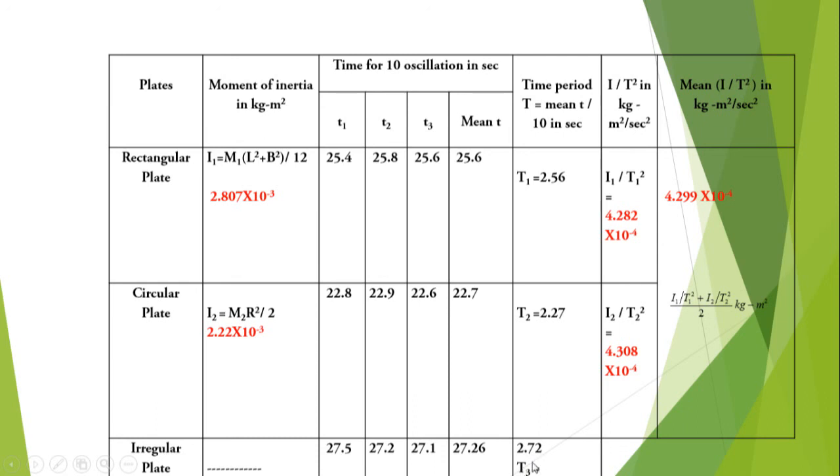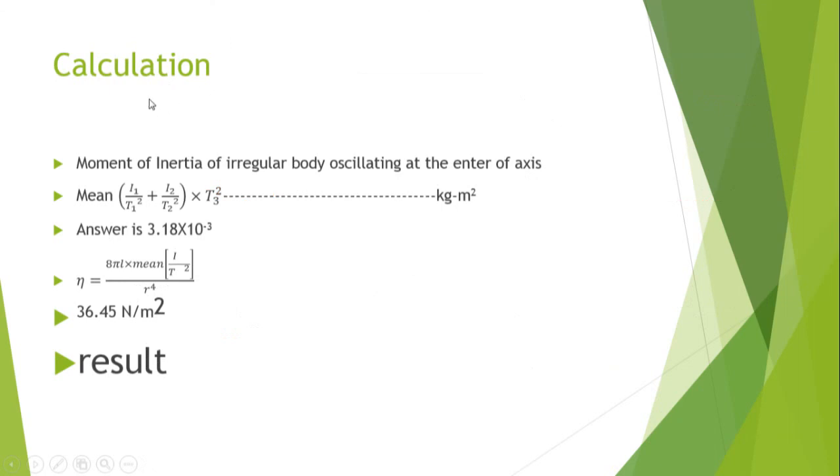Okay, next use the formula. Calculate the moment of inertia of the irregular object oscillating it at the center. So the mean I by T square into T3 square. T3 square is the time period of 1 oscillation of the irregular object. If you substitute that value of T3 square and multiply, we will get an answer of 3.18 into 10 raised to minus 3 kg meter square. So this will be the answer.